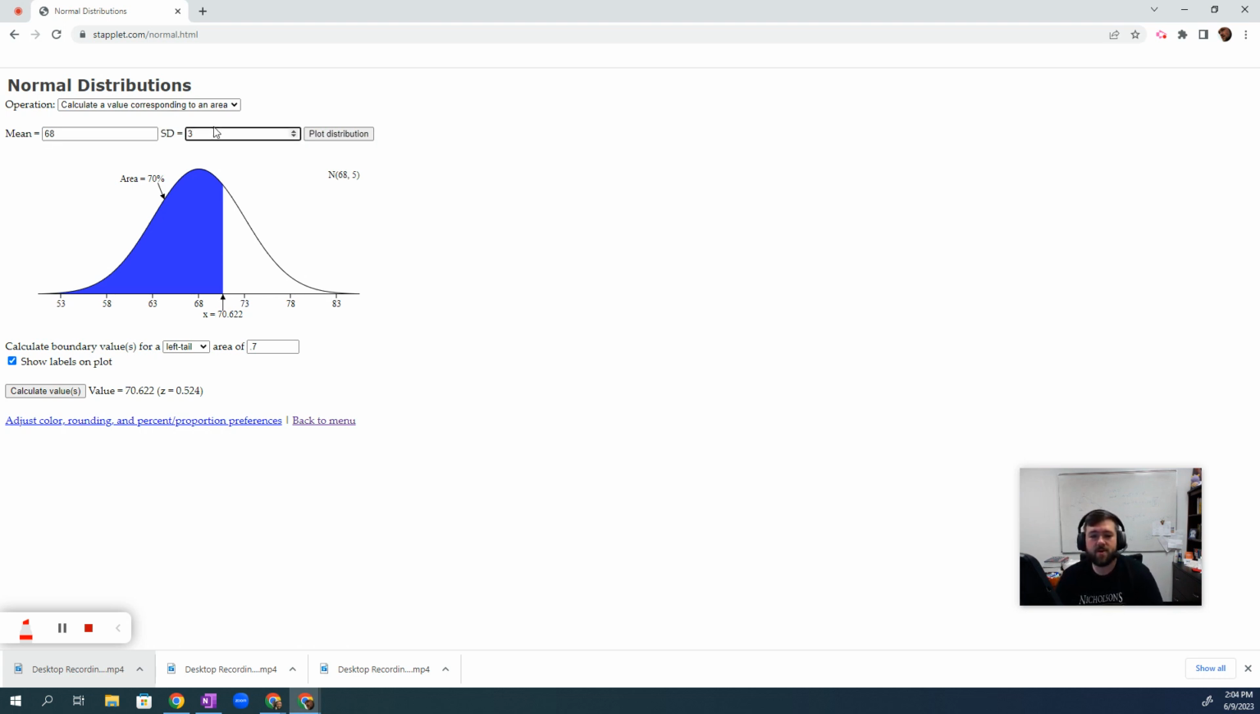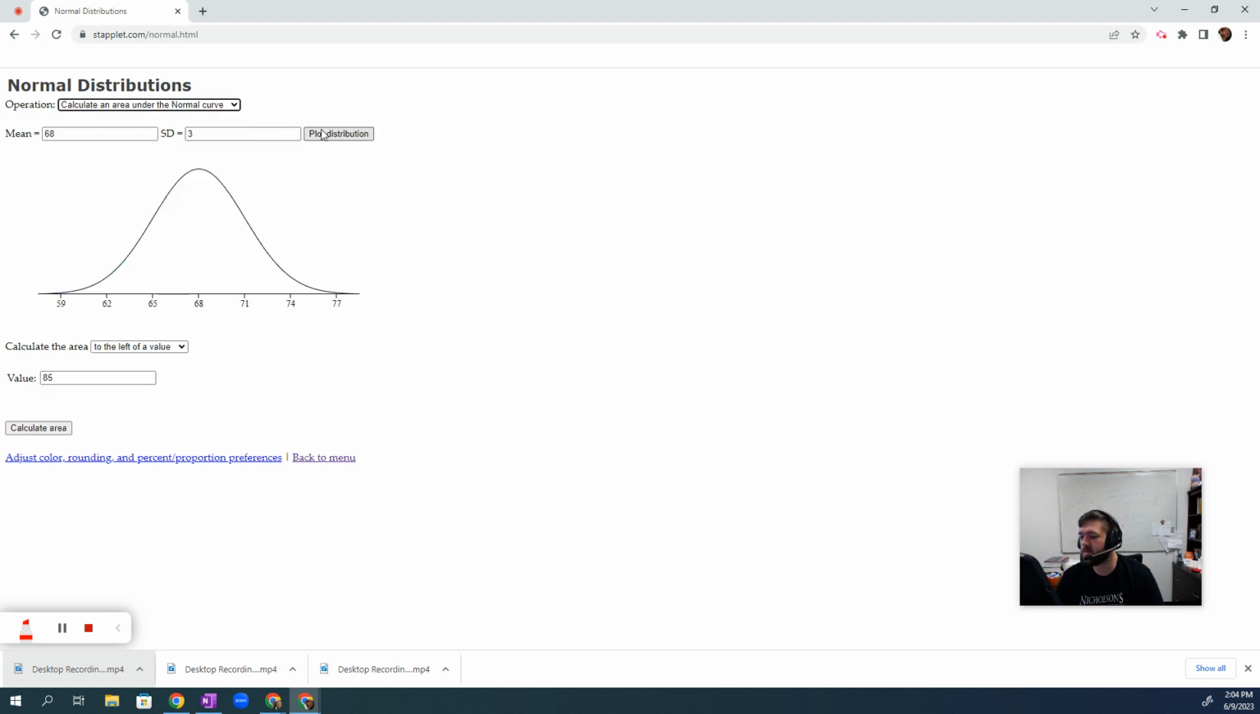Find the probability that a randomly selected golfer scored less than a 65. We want area under the normal curve, plot distribution, area to the left because it was less than, and 65. There it is, 15%, 15.87%, almost 16%.